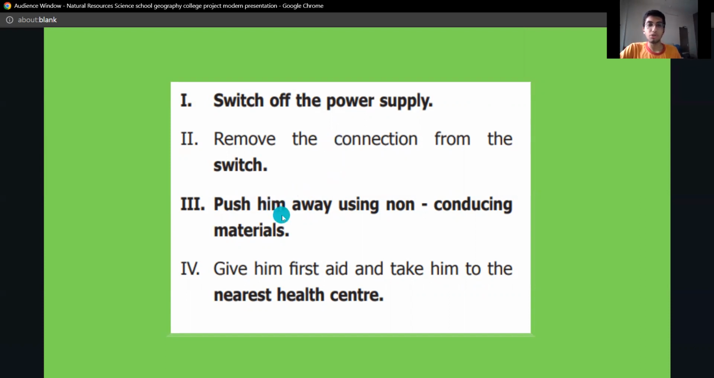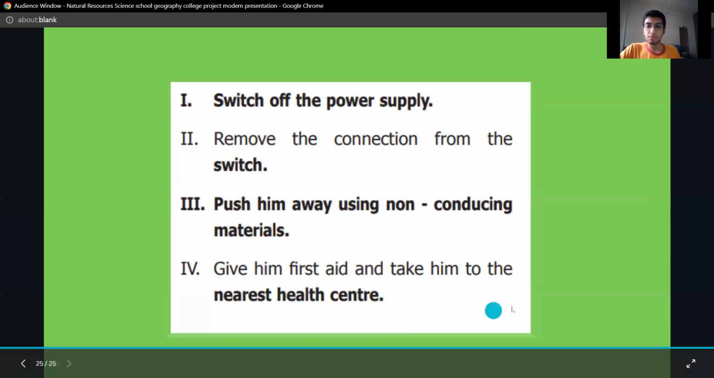And thirdly, push him or her away using non-conducting materials. This step is the most crucial step because many, many people make the mistake of just pulling or pushing him or her using their own hands. Remember that we humans are also conductive. And if you touch them, you may also get an electric shock. So push him or her away using non-conducting materials like a wooden stick or a plastic material or something.